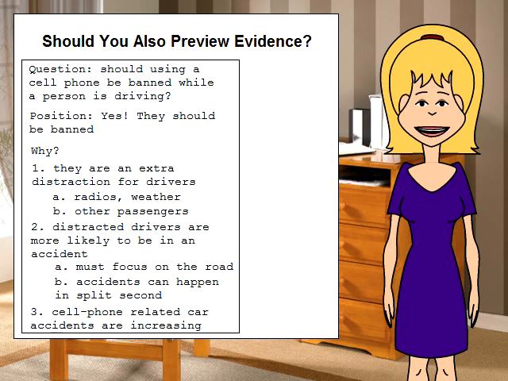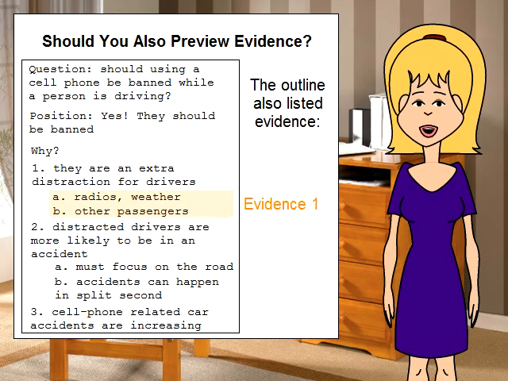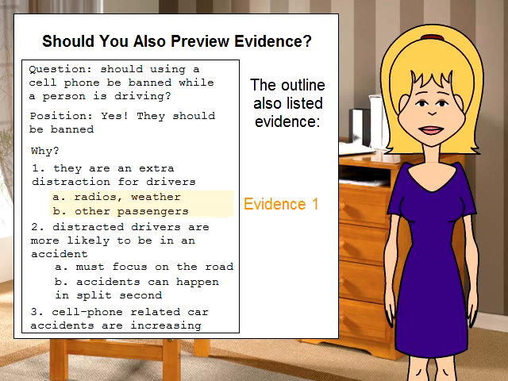Now, one question you might have. Should we also preview the evidence? Our outline included several pieces of support. For example, it mentioned radios and weather as other driving distractions. And it mentioned how fast an accident can occur. What should we do?